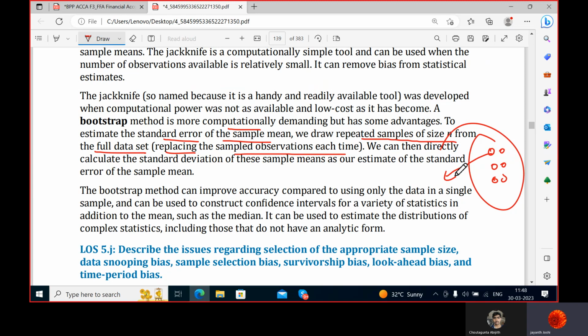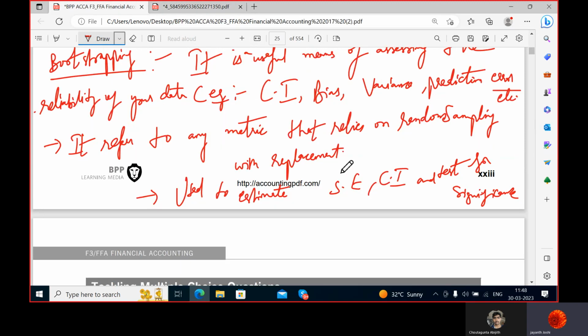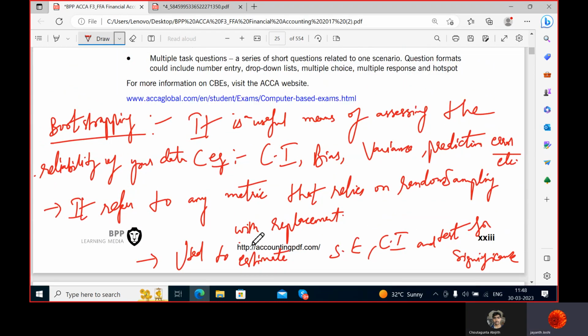We discussed this. Right now I explained with replacement or without replacement. So this is done. Yes, with replacement.